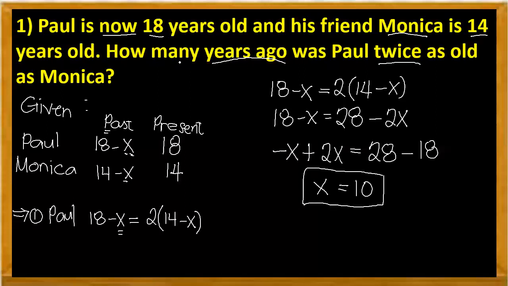10 years ago. Okay, how many years ago? And that is 10 years ago. So 10 years ago, ang edad ni Paul ay twice as old as Monica. If you want to check, okay, so checking tayo to make sure na correct yung answer natin. Let's do some checking. Sabi natin, ang edad ni Paul at that time, okay, dito sa past, ang edad ni Paul ay 18 minus x. And 18 minus x is equal to 18 minus 10.